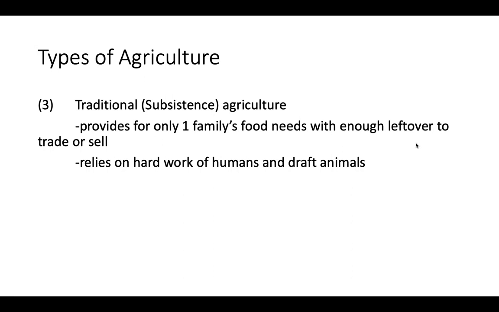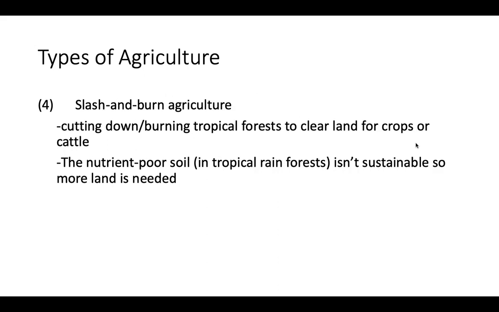This particular type of agriculture, I would say at least, has the least negative effect on the environment, especially depending on how much fertilizer or pesticide that particular family uses for their crops. And it also generally is going to rely on hard work from humans and draft animals. Maybe they've got a tractor or two, but for the most part, this one is not going to be industrialized in the same way that first type is.